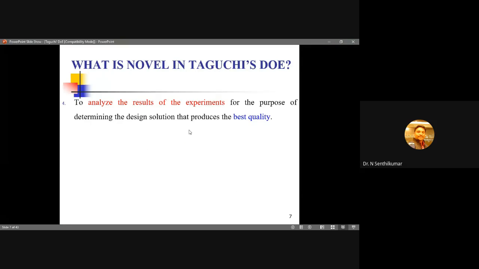Then, to analyze the results of the experiments. So what are the results of the experiments? First I have designed the experiments. So what is the combination of inputs? Based on that, I am going to do the experiment and then I am going to plot my results. I am going to tabulate my results. So that output has to be analyzed.